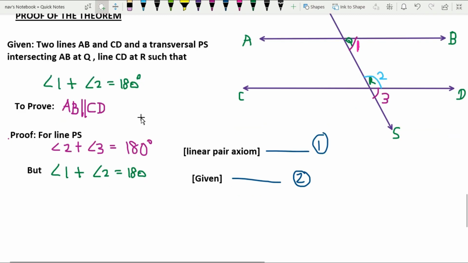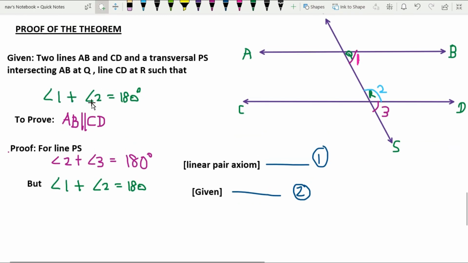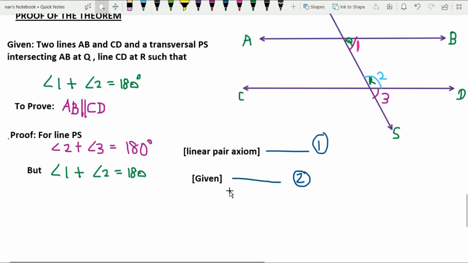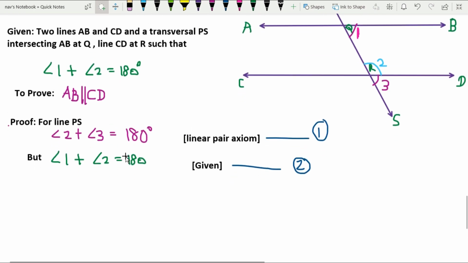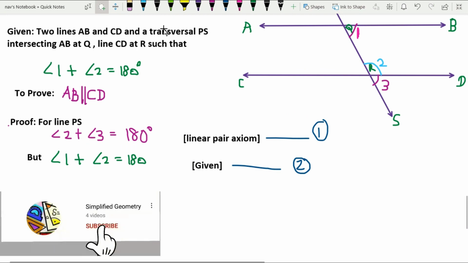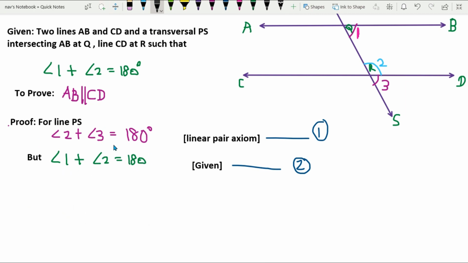But what's given? It's given that angle 1 plus angle 2 equals 180 degrees. So we'll write the given part again here. We will denote it as equation 2. This is the given information. Now you can see carefully, the RHS is the same. Here also 180, here also 180 degrees. So what about the LHS? The LHS will also be equal because the RHS is the same, 180 degrees. So we can equate the LHS.